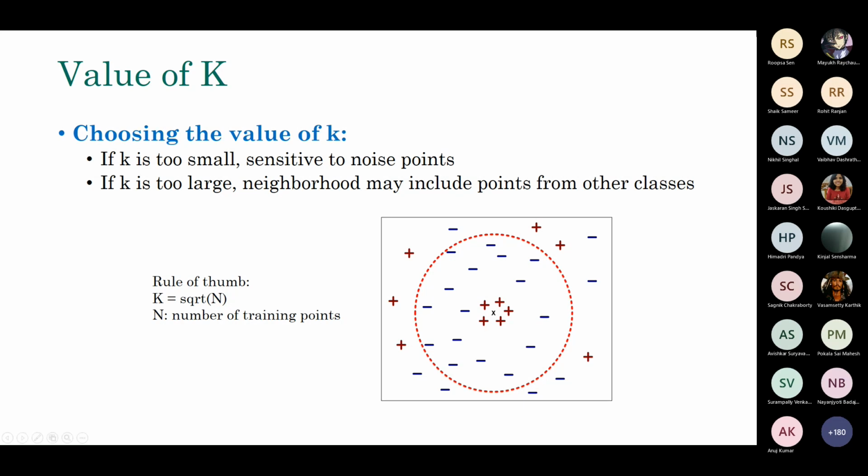Sir, what is the meaning of sensitive to noise points? So say you have, by chance in the data, some outliers, some noisy data that was erroneously labeled as, for example, yes instead of no. If that is the case, and you take only one point, then by chance if that point gets included into your nearest neighbor, you are basically going to label it erroneously. That's what I'm referring to.